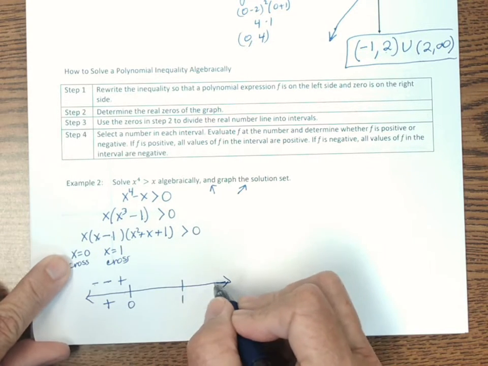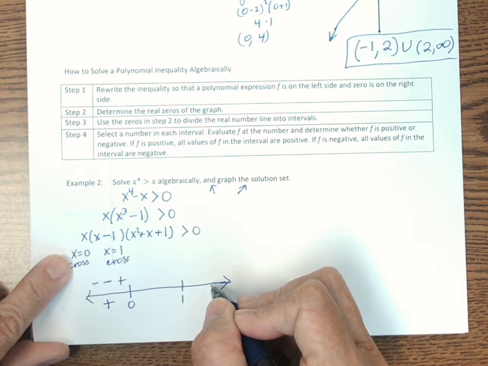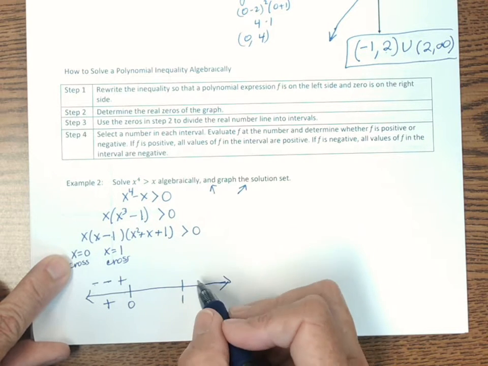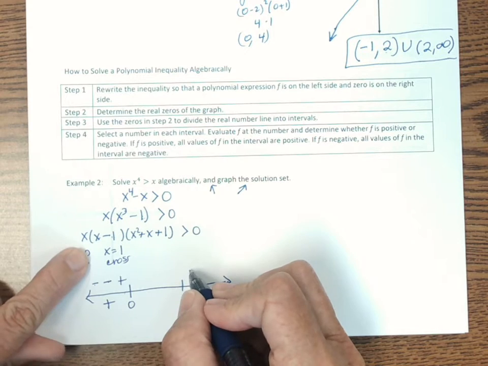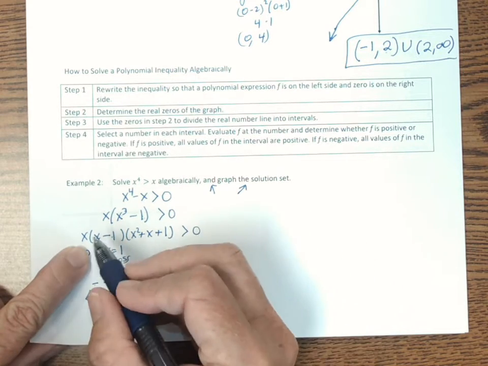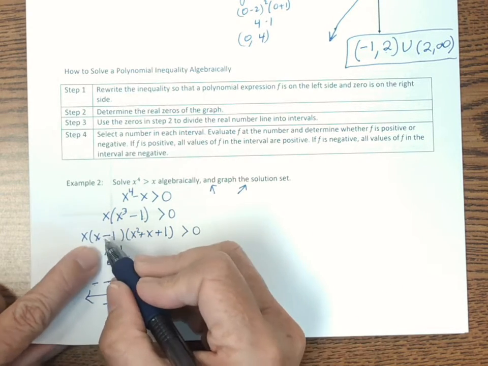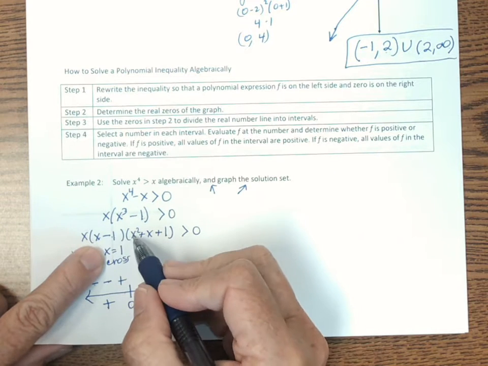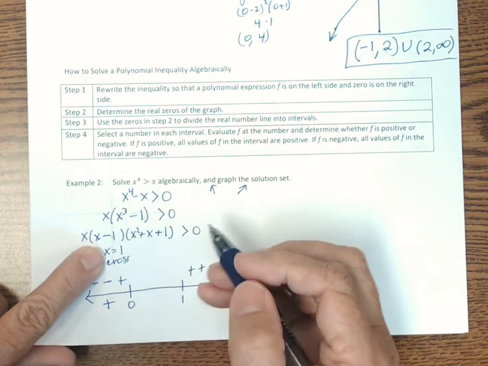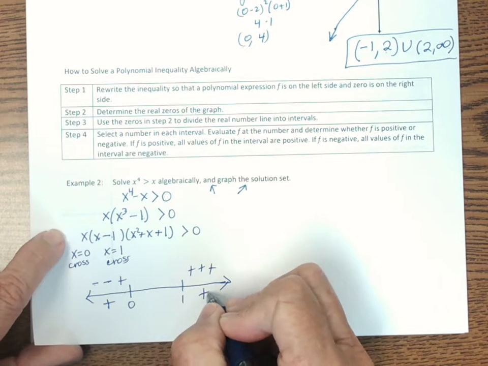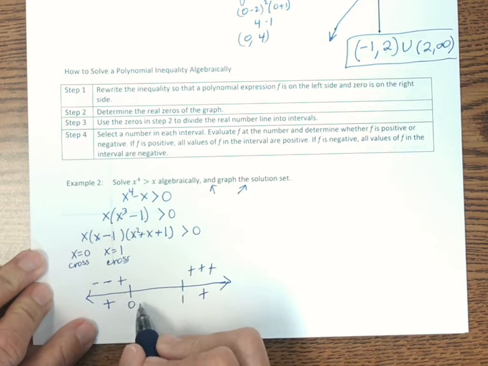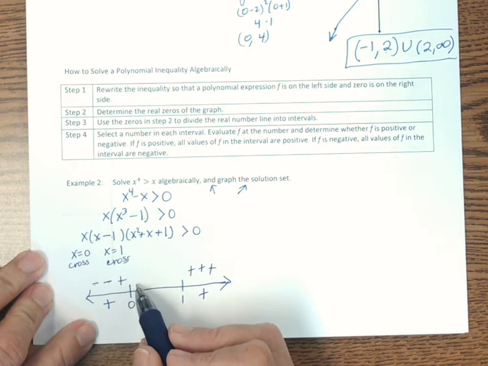I'm going to do the last one next because that's just easier. So let's just take a look. Let's plug in a 2. And again, I'm just putting the sign of the values. So if I put a 2 in, that's positive. 2 minus 1 is positive. 2 squared plus 2 plus 1, that's positive. So that's positive.